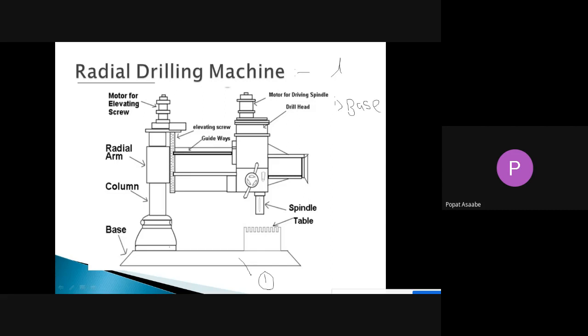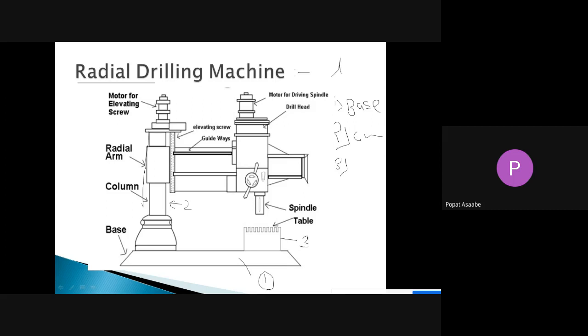Then the next part is the column. This is the one vertical column we are using in this radial drilling machine. It is also called the pillar. Then the next part of the drilling machine is the table. See here, part number 2 is the column. And part number 3 is the table.